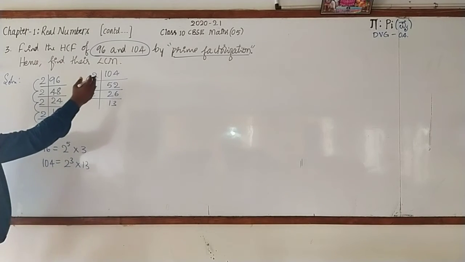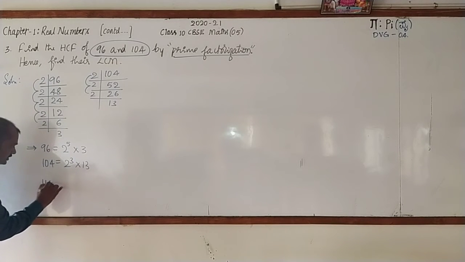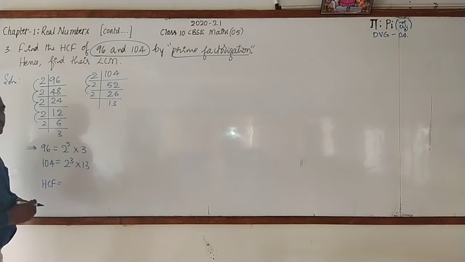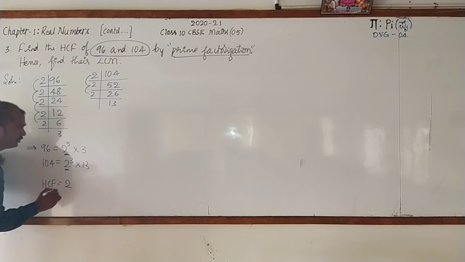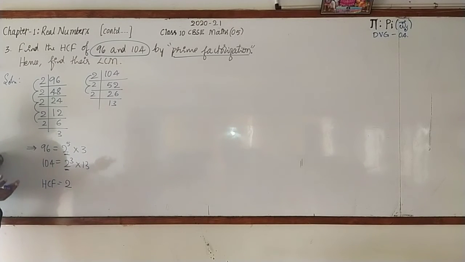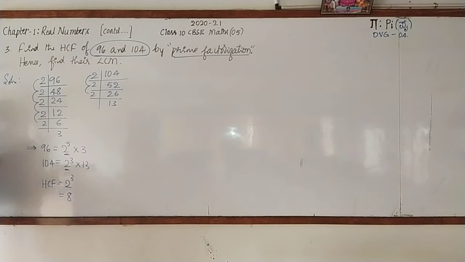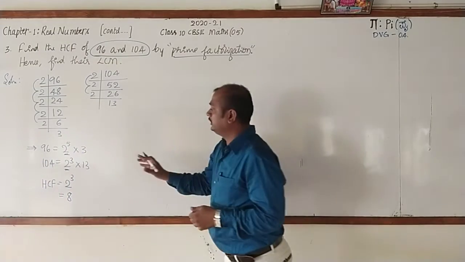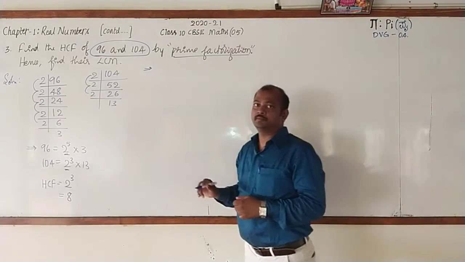Now first let us find out the HCF by prime factorization. HCF is equal to, as we know, first we have to take the common factor. What is that? Here 2, here 2, I'll write 2. Then should we take the least power or the highest power? Yes, it is the least power. What is the least power? 3. What is 2 cube? 2 into 2 into 2. It is 8. Got it? 8 is the HCF.